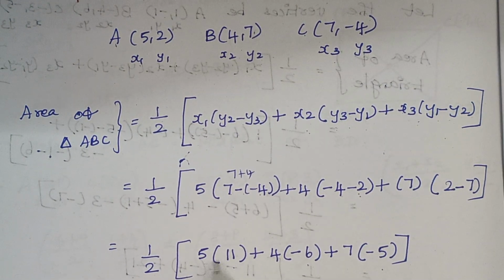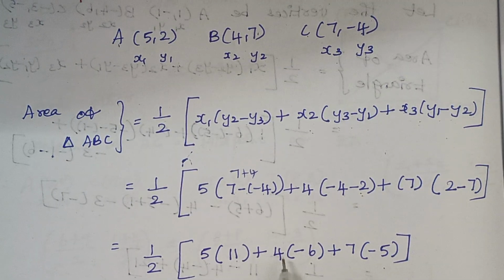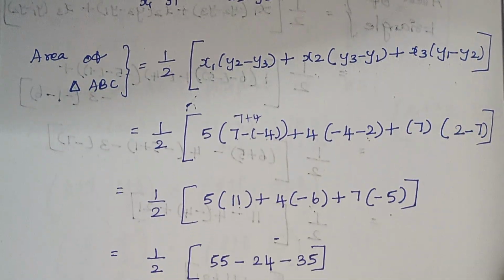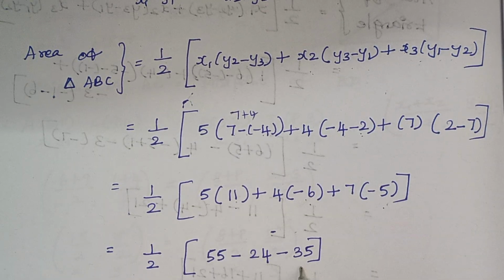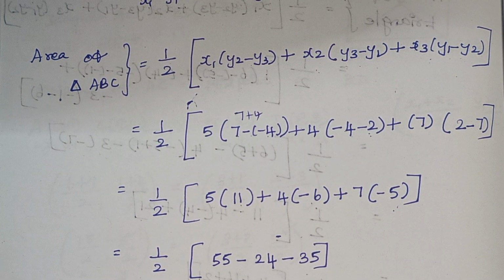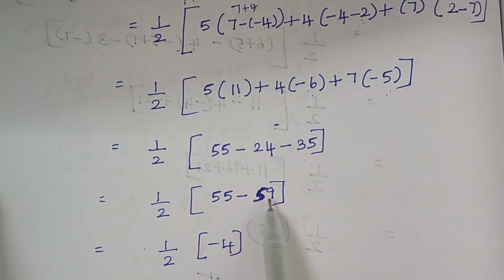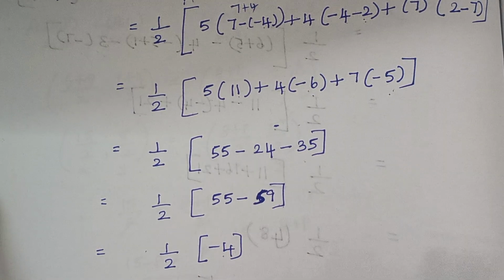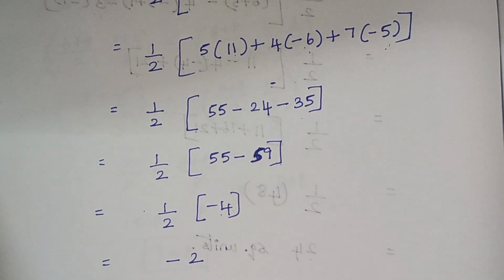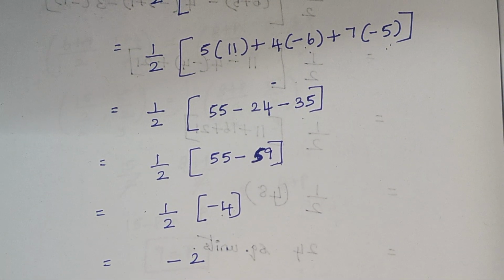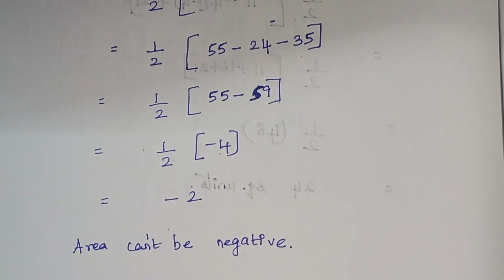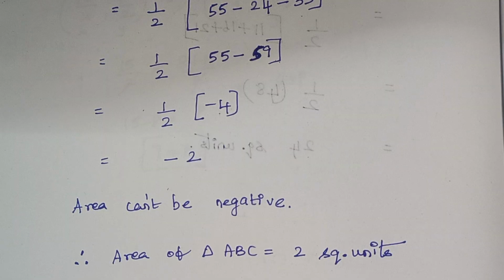Now the next thing is 5 elevens are 55 and 4 into minus 6 gives minus 24 and 7 into minus 5 gives minus 35. Right. So now once you simplify, we got the answer as 55 minus 59. So here the answer is minus 4 and minus 4 divided by 2 gives you minus 2. But here we are supposed to find the area of the triangle. So area can't be negative, it should be always positive. Therefore, area of the triangle is equal to 2 square units.